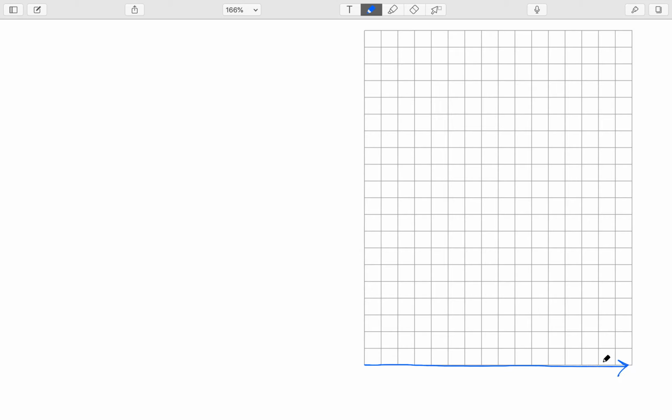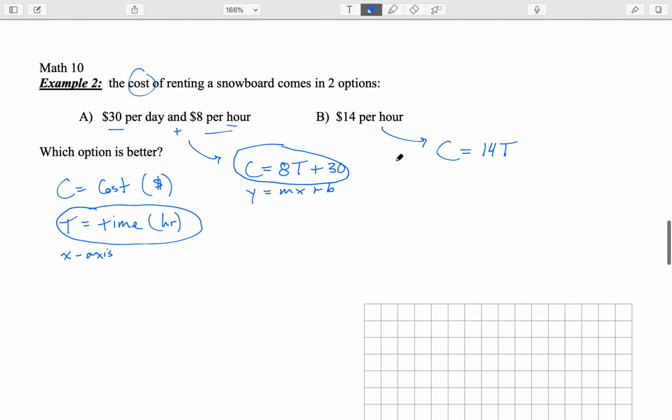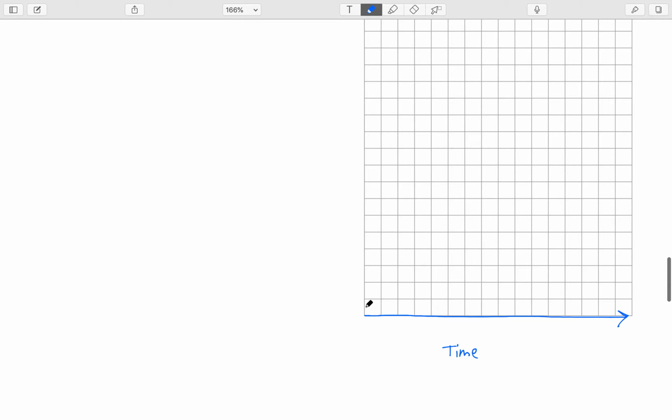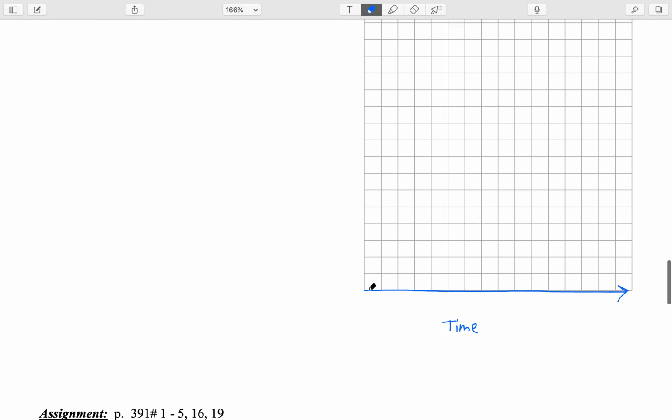Let's see. This is going to be time. Well, how big should my scale go? Should I go 1, 2, 3, 4, 5, 6, 7, 8, 9, 10, 11, 12, 13, 14, 15, 16? Should I go up to 16? Nobody rents a snowboard for 16 hours. You know what? Maybe I'll count by 2, because even 8 hours is a pretty big day on a ski hill.